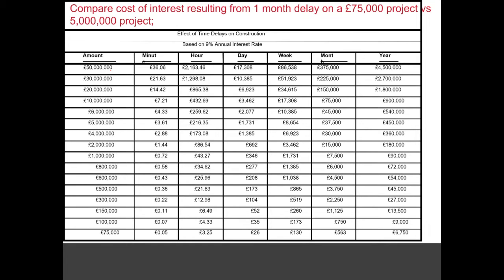So if bankers have given a loan at a 9% interest rate, what would be the cost of a 1-month delay only in interest charges on a £75,000 versus a £500,000 scheme?